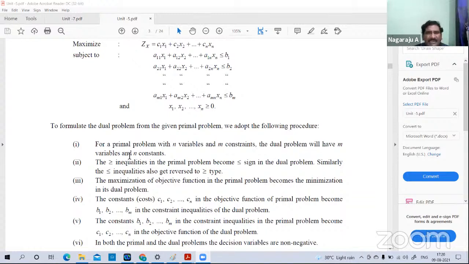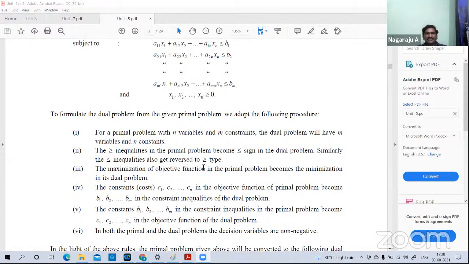Now the dual problem will have m variables and n constraints. Greater than or equal to inequality in the primal problem becomes the less than or equal to sign in the dual problem. Next, less than or equal to inequality also is reversed to the greater than or equal to type. A maximization objective in the primal can be converted to the minimization Z in the dual problem.